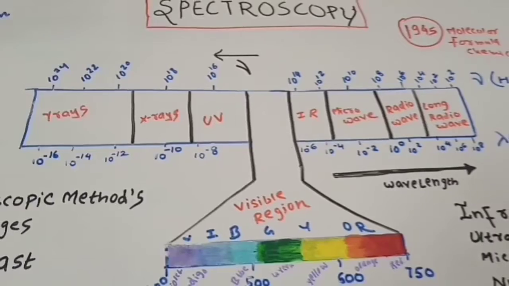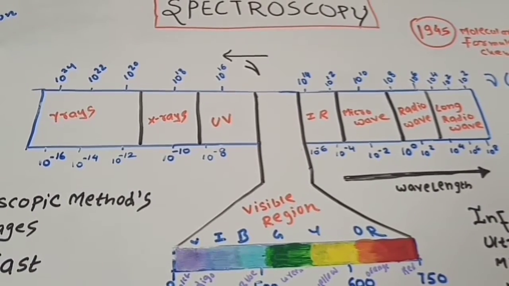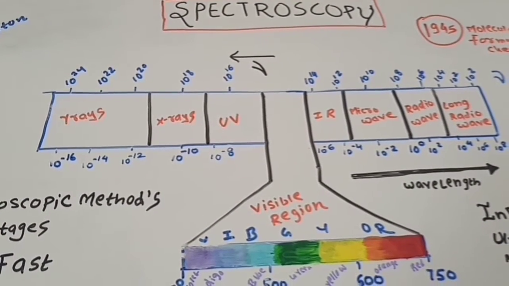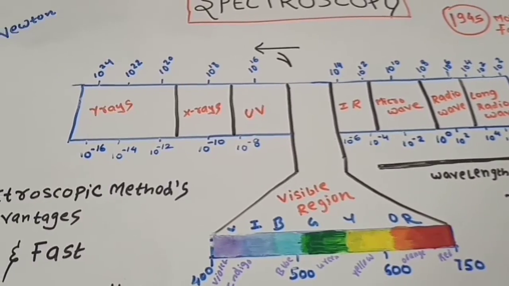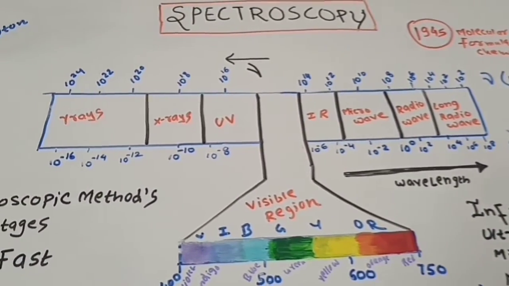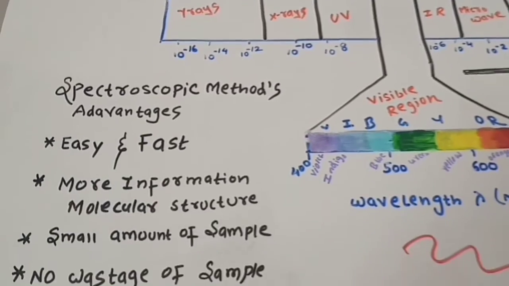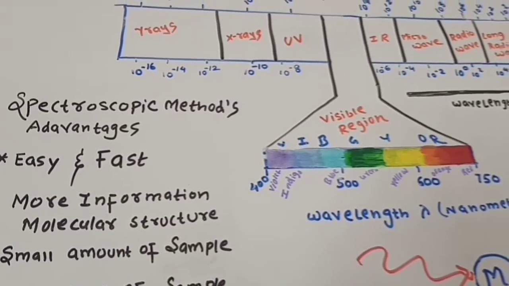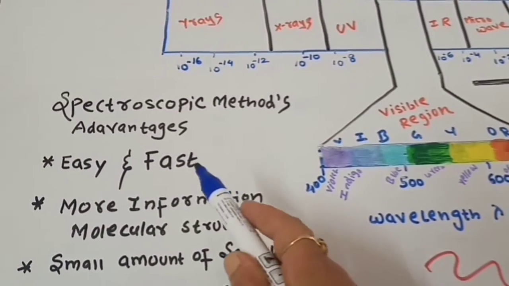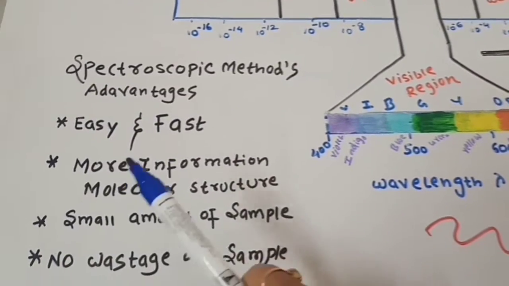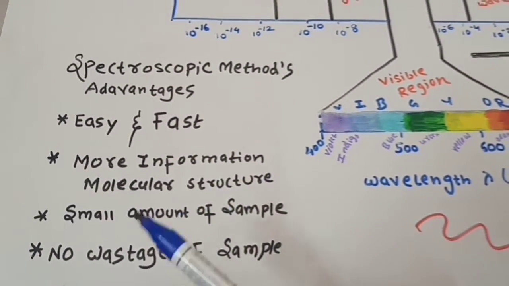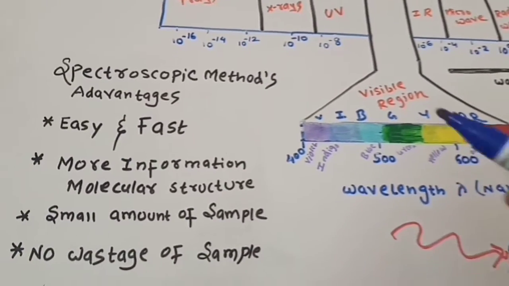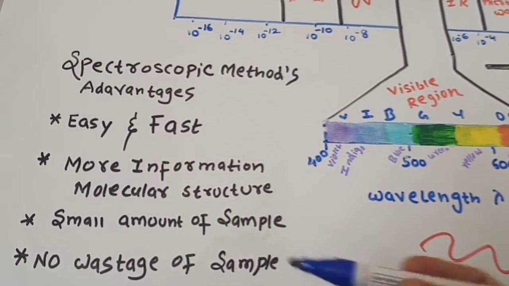So we can say that there are a lot of advantages in identifying any molecule with the help of spectroscopy, and organic chemistry has been revolutionized in the last 50 years by the use of various spectroscopic methods. So students, let us have a look at the various advantages of the spectroscopic methods. They are very easy and fast, and they give the result in very little time. They give more information about the molecular structure and a very small amount of sample is needed. Once we have taken the spectrum, the sample can be restored. There will be no wastage of the sample.